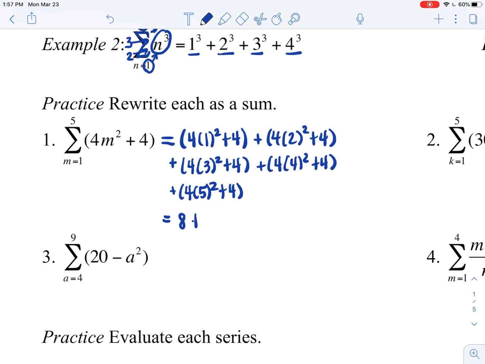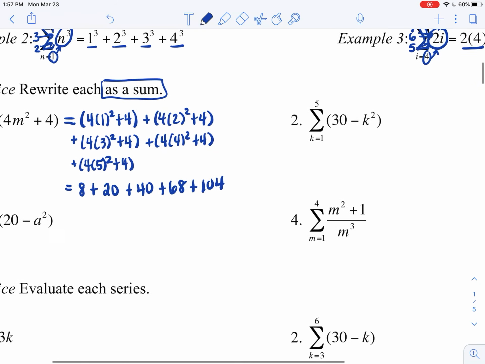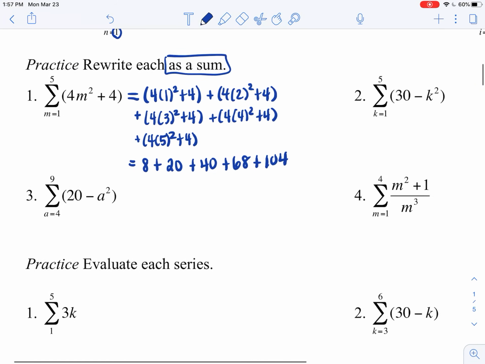If you did actually want to write this as simplified terms, you would see that this comes out to be 8 plus 20 plus 40 plus 68 plus 104. And again, right now, you're just writing each as a sum. You don't actually have to evaluate it. So let's try another example.